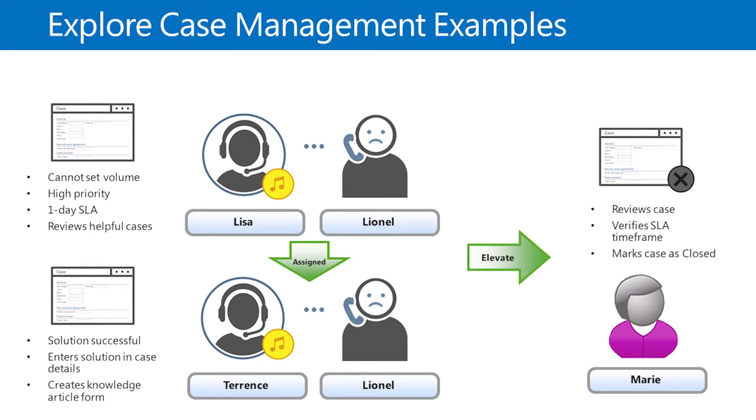Lisa notices that there are several knowledge articles that are associated with the volume category, and that 3 of them are marked as helpful in resolving cases. Lisa opens each article and discusses the resolution steps with Lionel, but none of the solutions resolve the problem that Lionel is encountering with his new sound system.